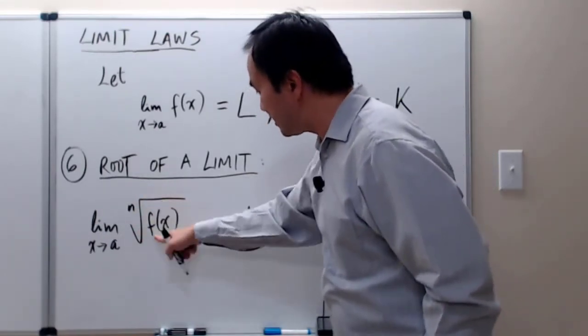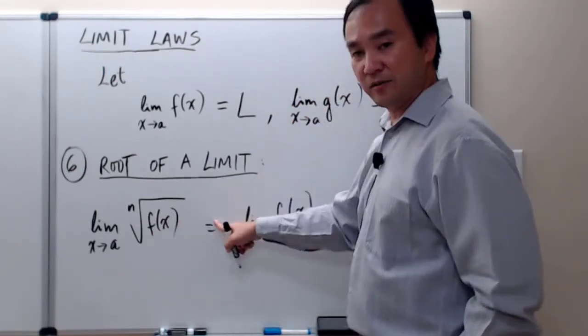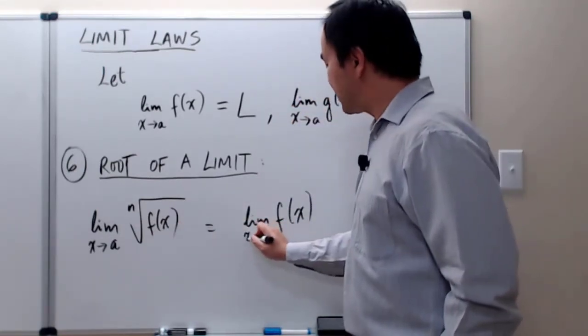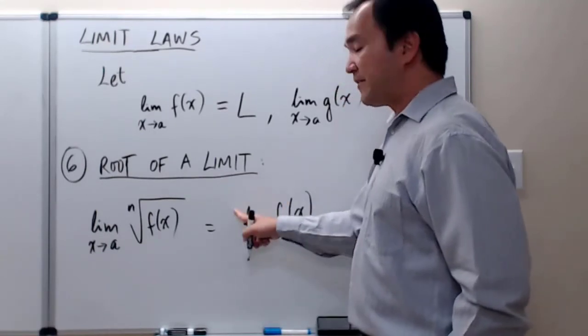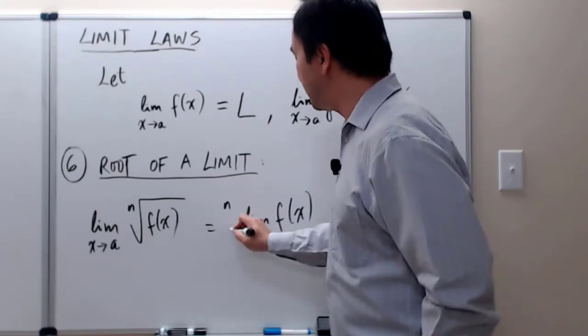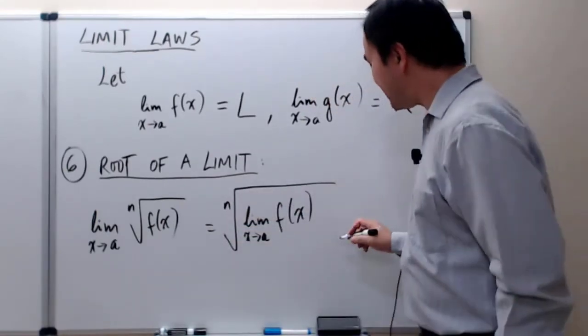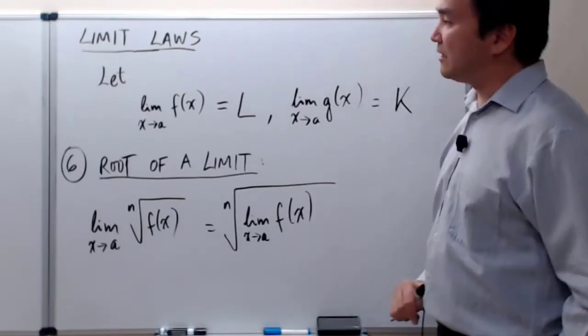So inside of the root, there's that function f of x. So let's only worry about that function and find its limits as x gets close to a. If that limit exists, we are going to take that limit's value and raise it to the nth power, I mean the nth root. And that's how we find the final limits.